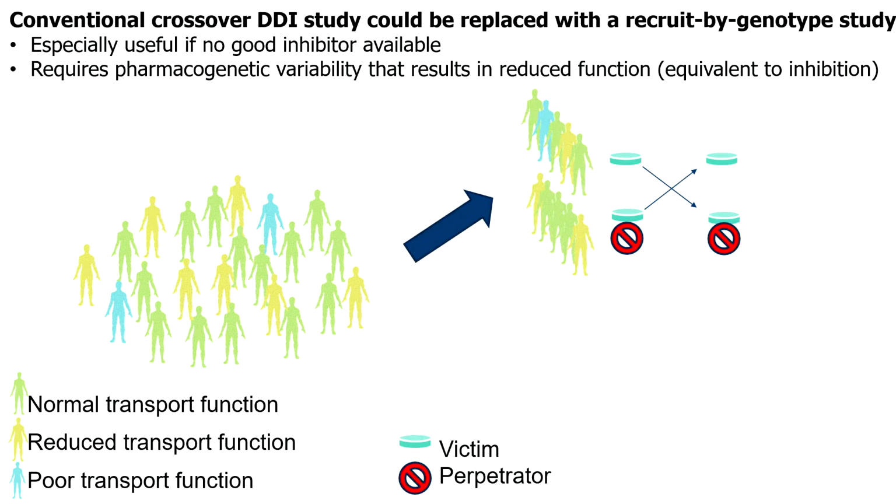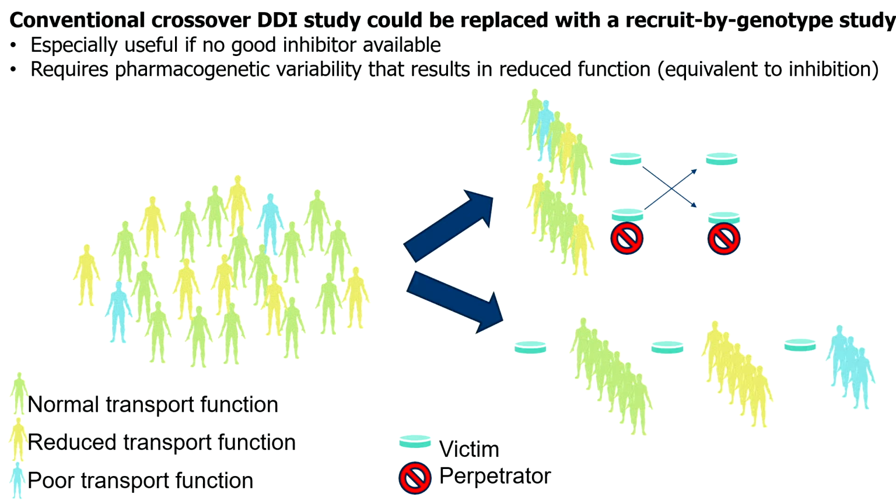So instead of doing this kind of classic DDI crossover study with a population not genotyped beforehand, we could approach this question differently. If we are interested in the effect of a transporter on a substrate, or if a drug is a substrate for this transporter, we could recruit by genotype individuals with different transporter function, dose the prospective substrate to these individuals and see if there are differences in pharmacokinetics.